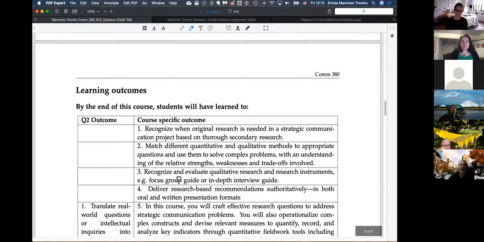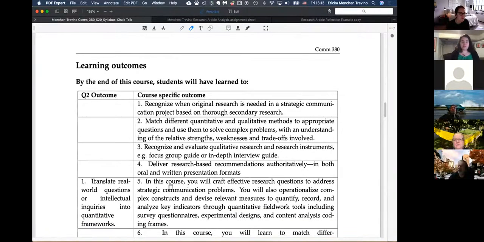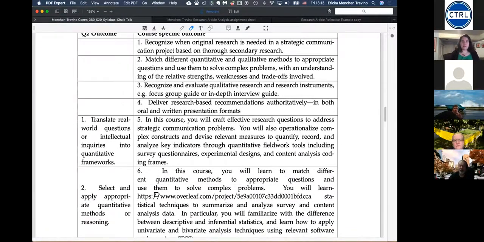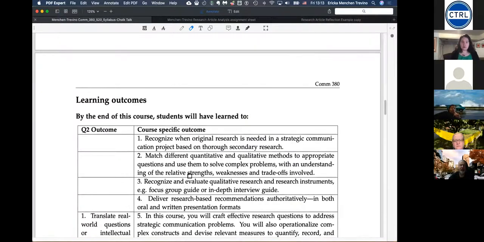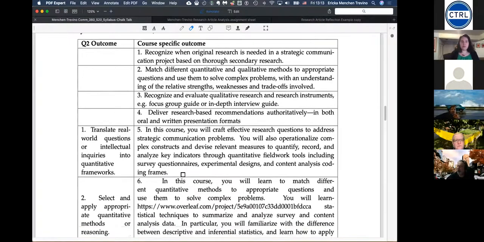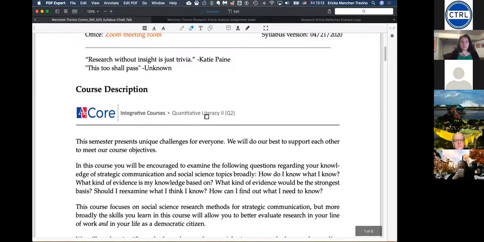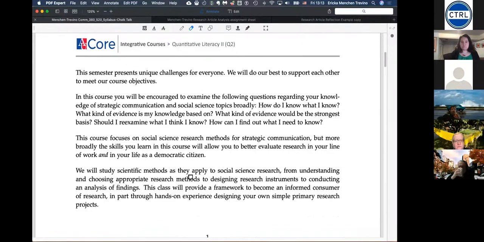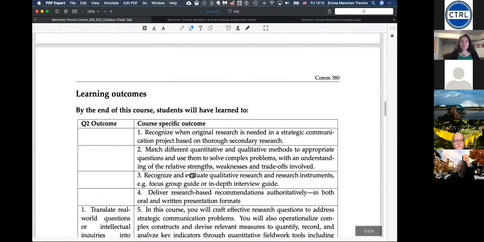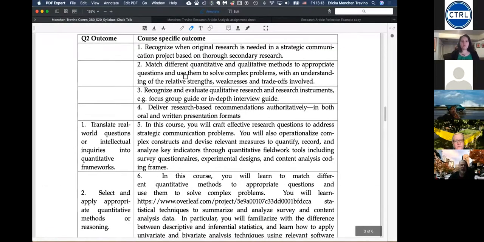I also left in this part about the outcomes because those are so important to the general concept. These first 4 are the ones that I developed, and then the rest are because this is a core course that meets one of the Q2 requirements. So the Q2 outcomes are in here as well as my own.